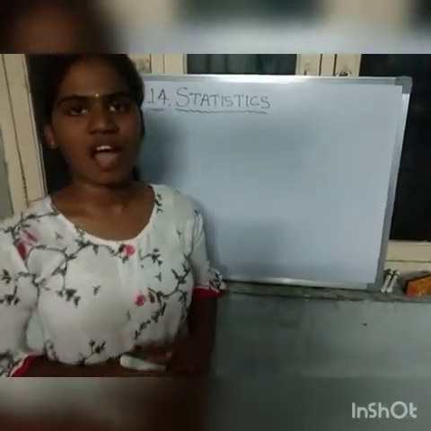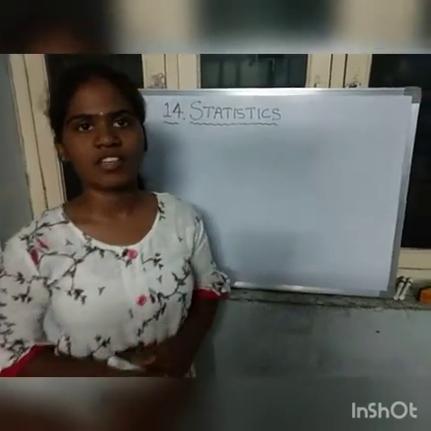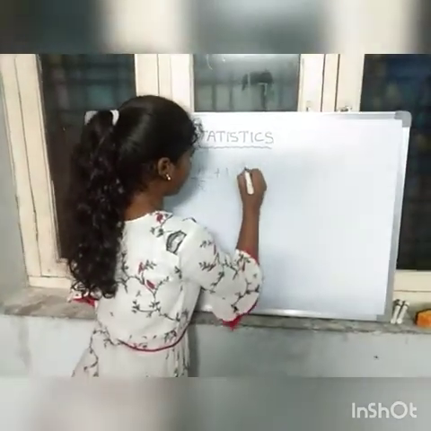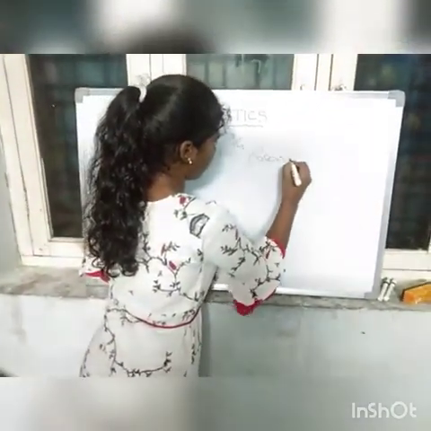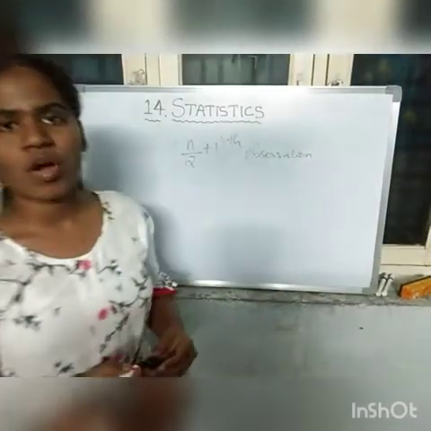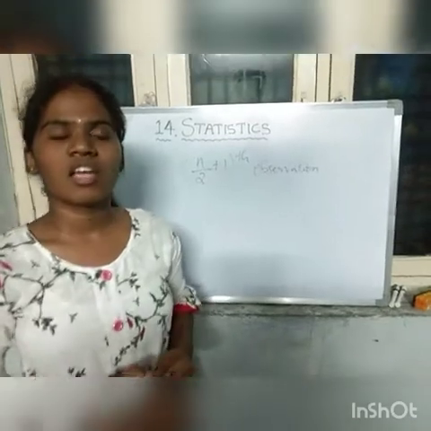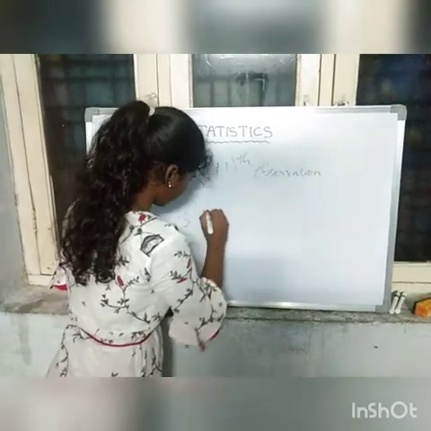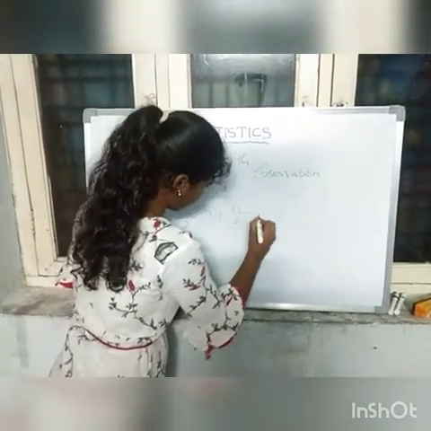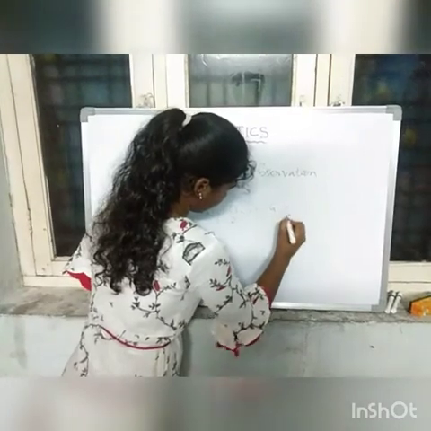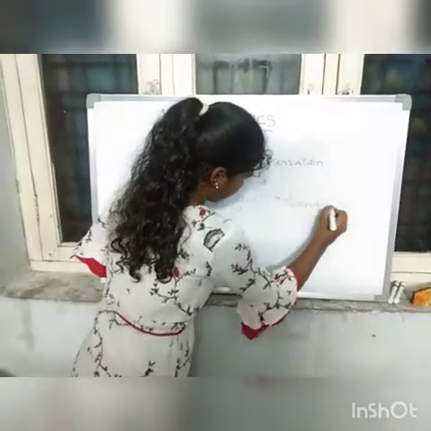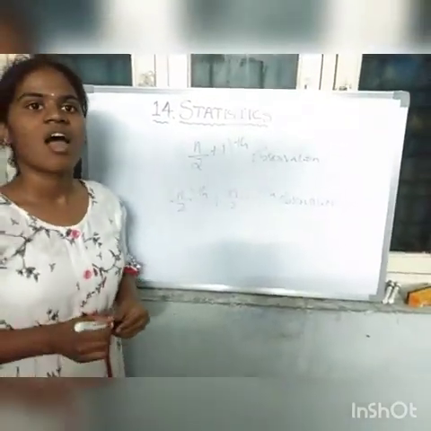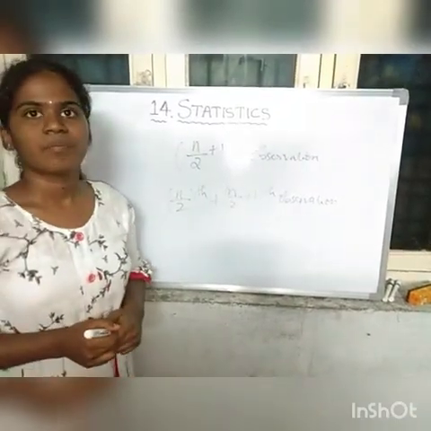Median for the ungrouped data. If the data is in odd numbers, then we use the n plus 1 by 2 th observation. When the data is in even numbers, we use the formula: the n by 2 th and n by 2 plus 1 th observations.